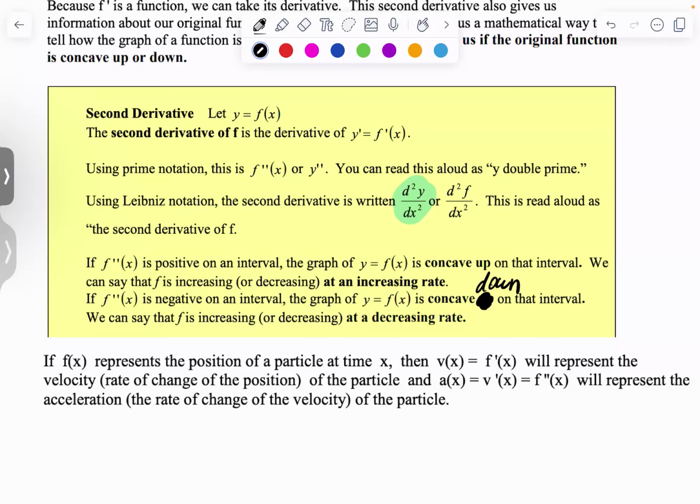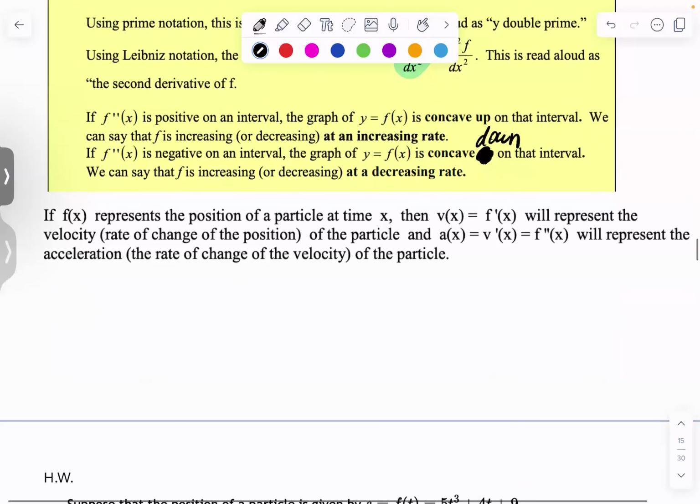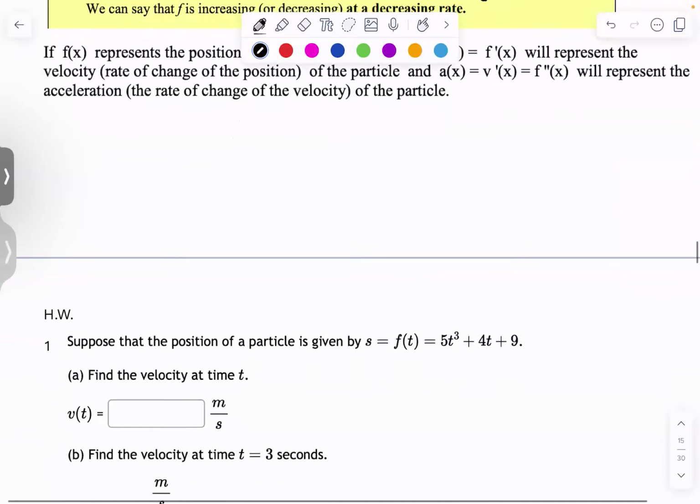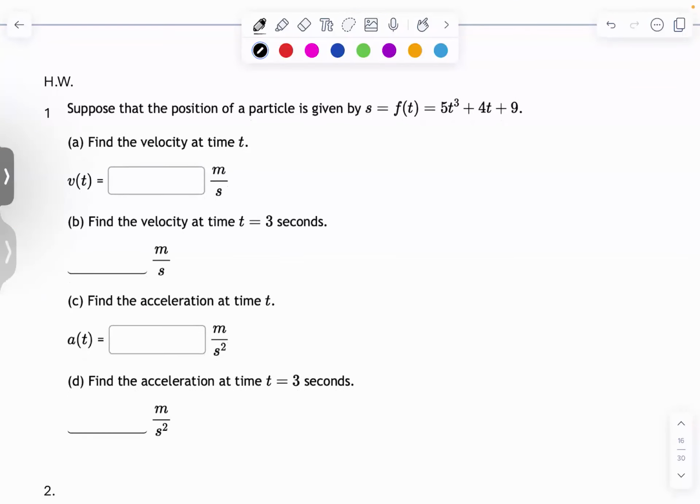If f of x represents the position of a particle at time x, then v of x is the derivative, and that's the velocity function. And the derivative of the derivative, or the derivative of the velocity function, is the acceleration function. We don't focus too much on that in this class. If this was a classical calculus class, then we would.